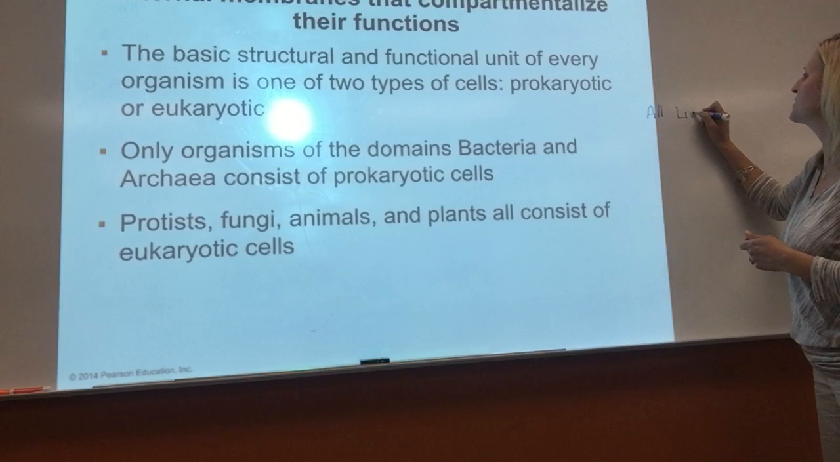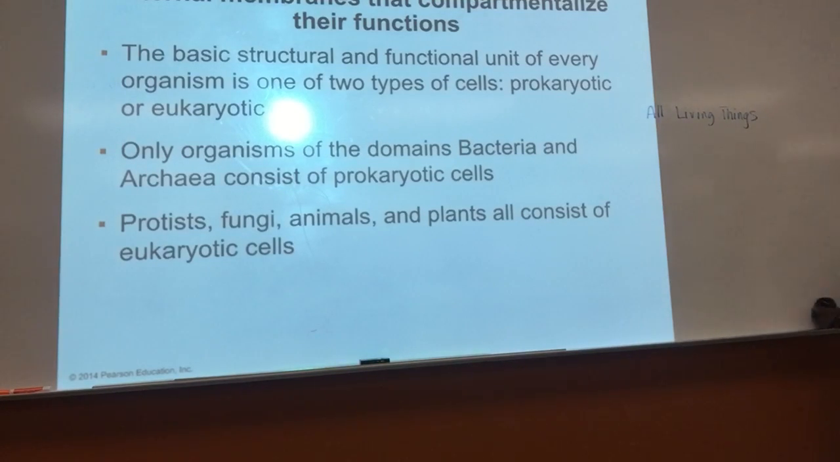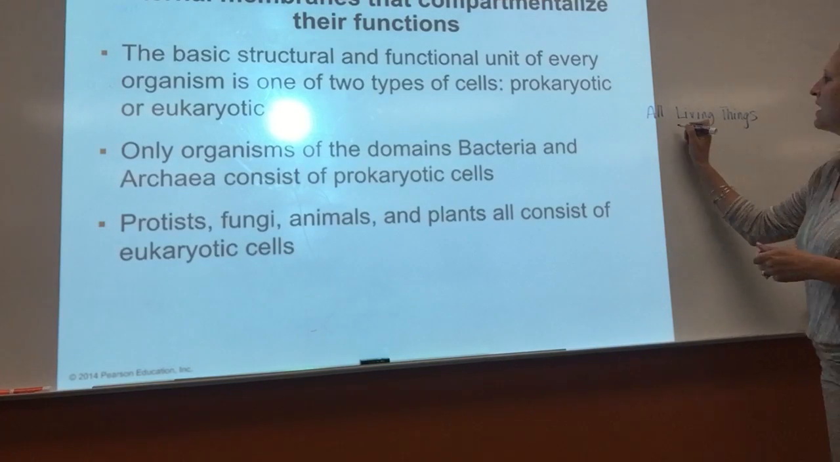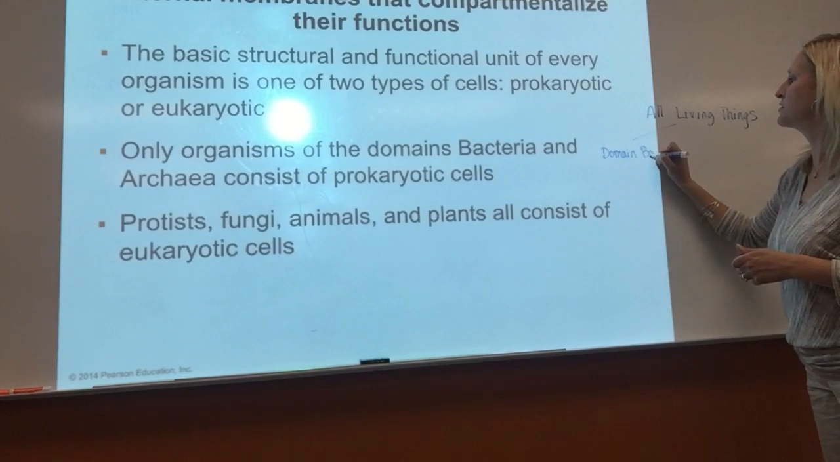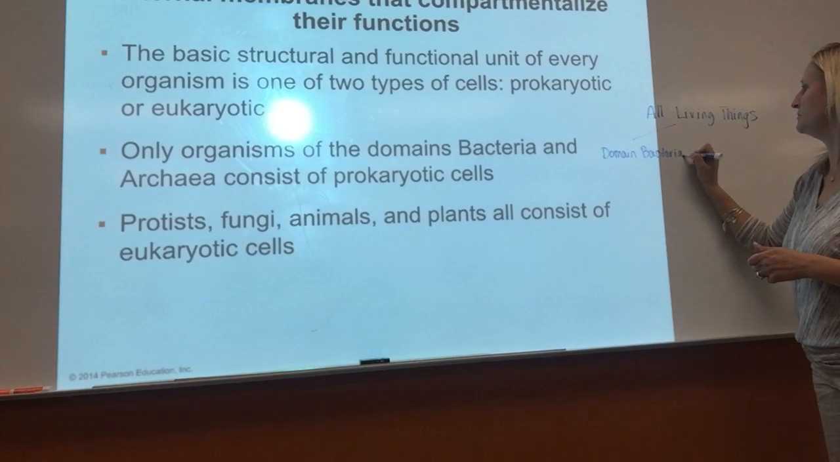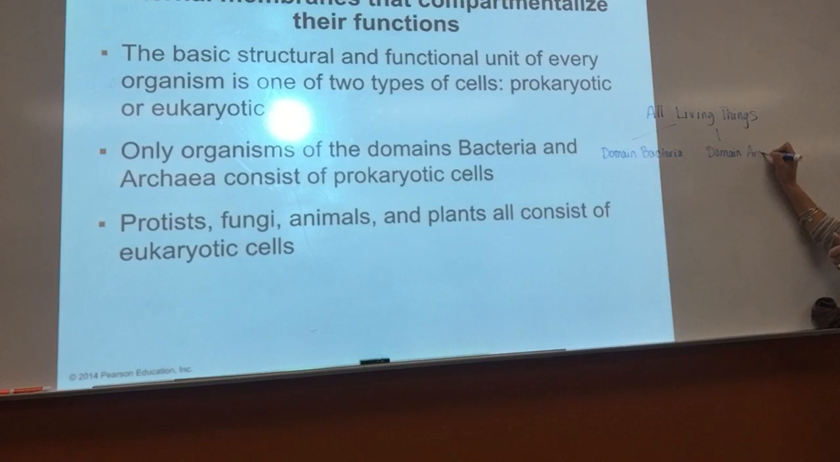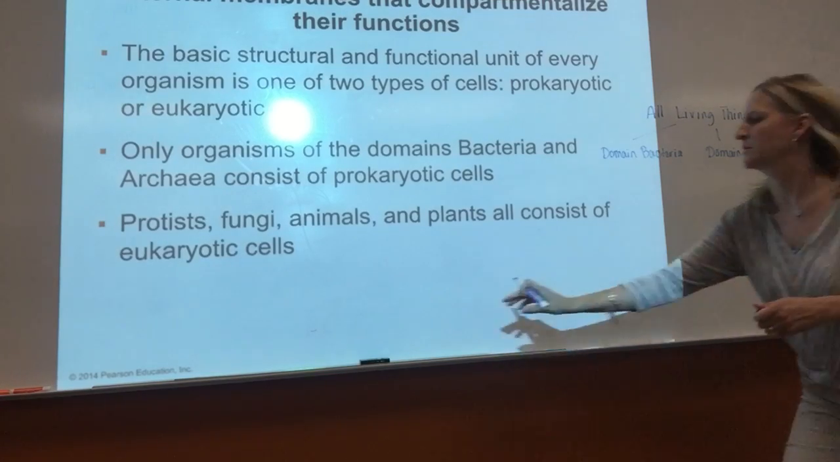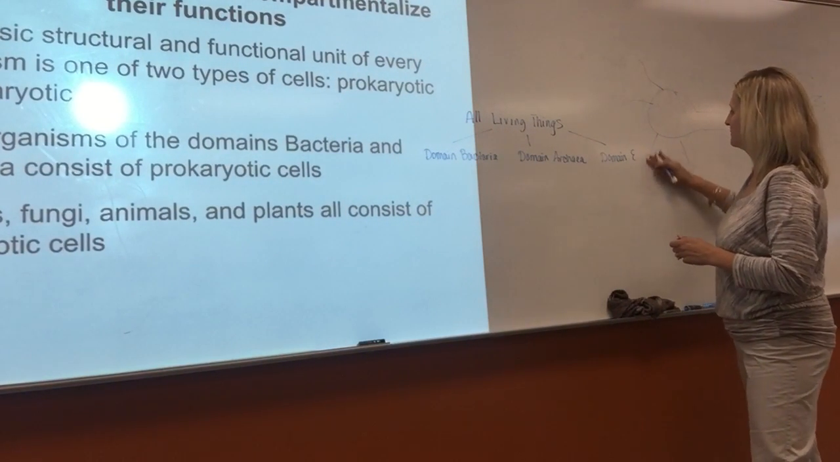All right, when we talk about classification of living things, all living things on Earth is one big group. And then they divide all living things into 3 groups. They call it a domain. So there's the domain bacteria, the domain archaea, and the domain, let's put it over here, the domain eukarya.